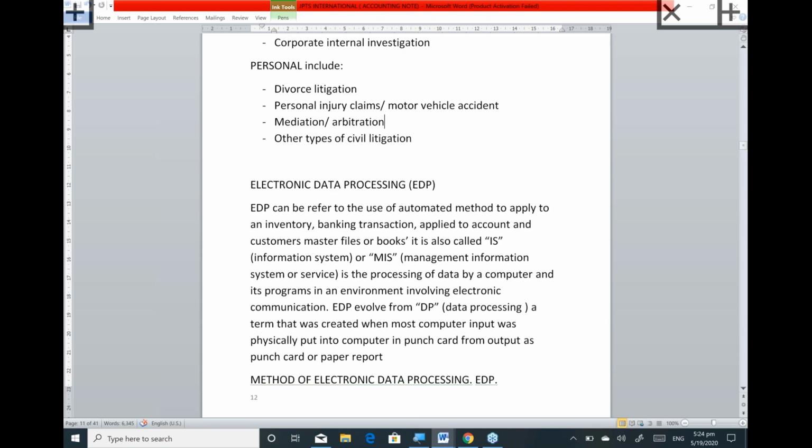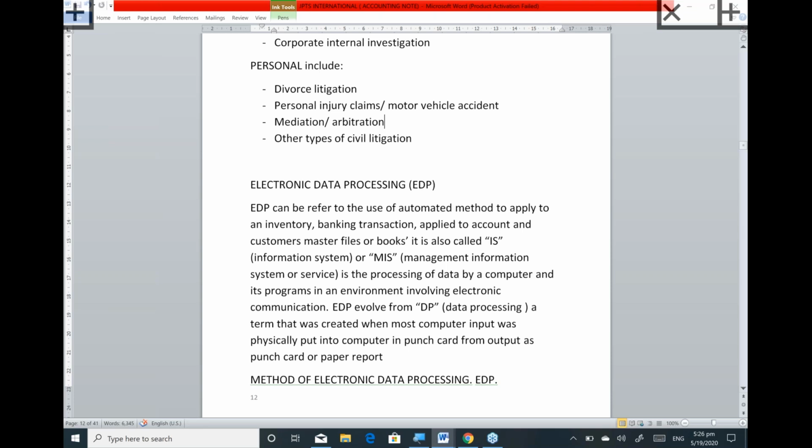So we also look at personal injury claims, or motor vehicle accidents. Maybe somebody injured somebody and he has to make a claim, or he worked in an organization and while on duty he had an accident and he has to make a claim from the organization. We have mediation, we have arbitration. Mediation is somebody coming in between two people who can't settle their cases, or their marriages. Then a third party comes in to say, okay, let's hear your case, let's settle this case once and for all. We also have other types of civil litigation.